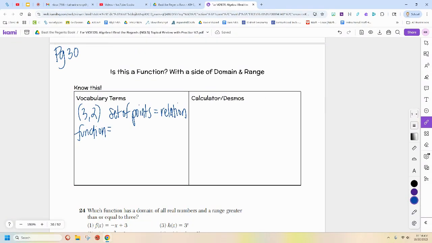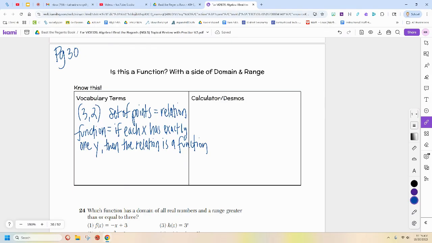Now, that relation can be a function when certain things are true. So if each x has exactly one y, then the relation is a function. And we're going to show you a couple different ways of looking at that.